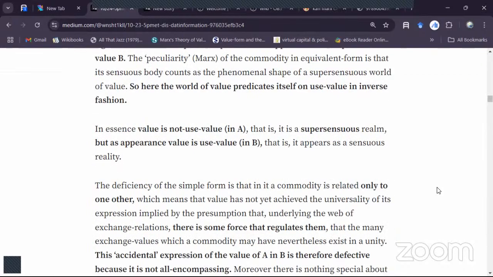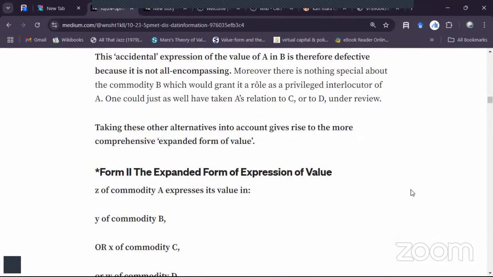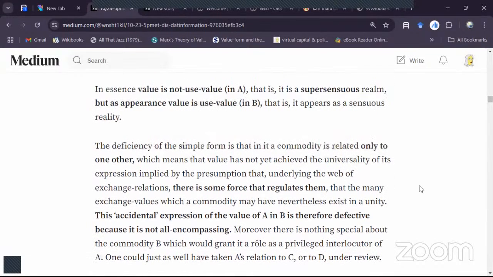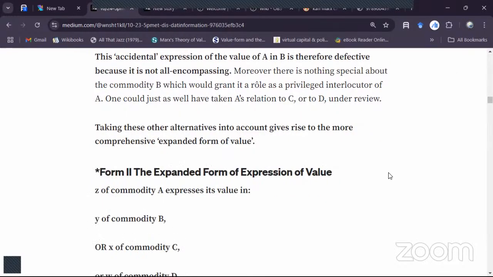Anyway, without getting too far, the point is that there's something that connects all of this stuff together, and it's not quite complete, and it is less complete or more complicated as you have more objects, that is A in relationship to B, C, D, and other things. Form 2 is the expanded form of value. That is the expanded form of expression of value.